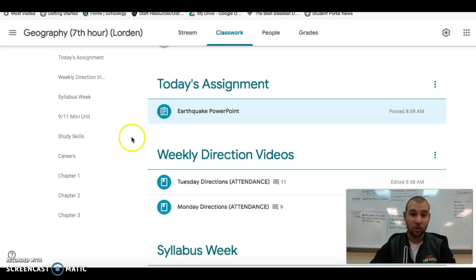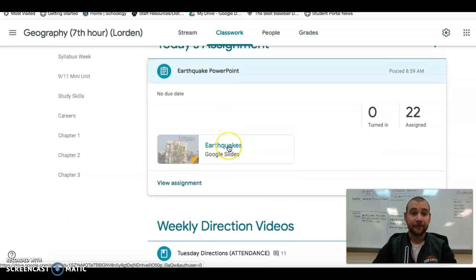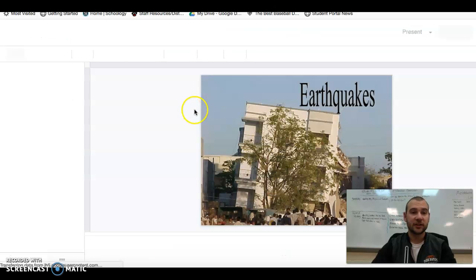Today we're just taking notes on earthquakes and connecting it to our plate tectonics. So I'm going to go through the notes with you guys right now. Like I said, about 1/5 of the test questions come from today's PowerPoint, so make sure you're paying attention, jotting down everything in red, and we'll just get right into it here.